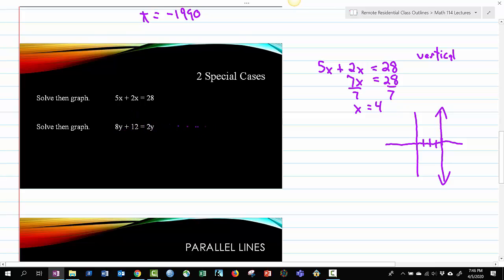The second one, 8y plus 12 equals 2y. Same thing again in the sense that there's only one variable. This time it's y.